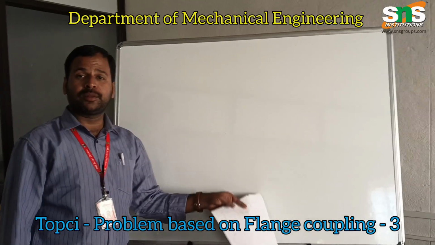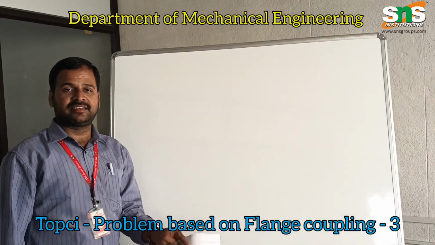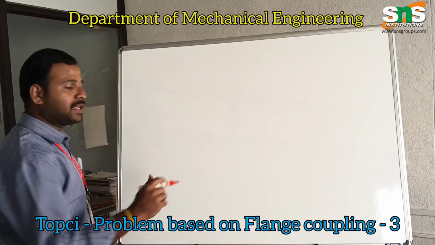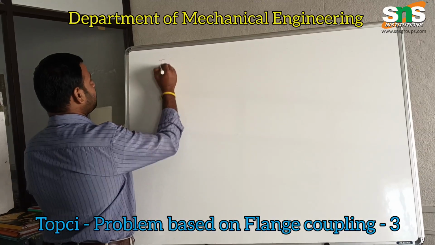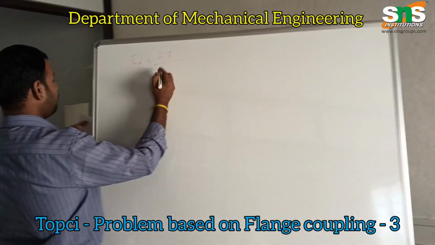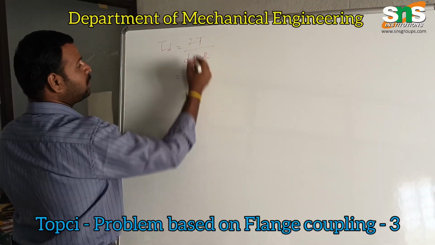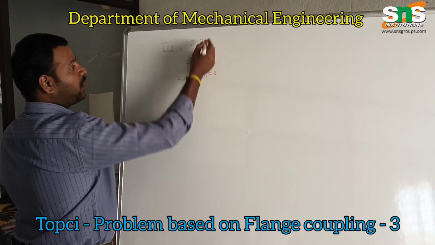So I would like to continue the previous class. Next, we calculate the direct shear stress acting on the particular key. So shear stress is equal to 2T divided by D into W into L. So 2 into T, 0.53, that is called the torque.